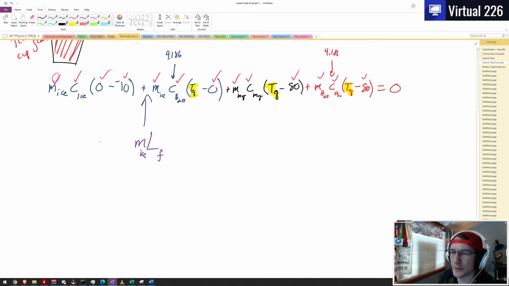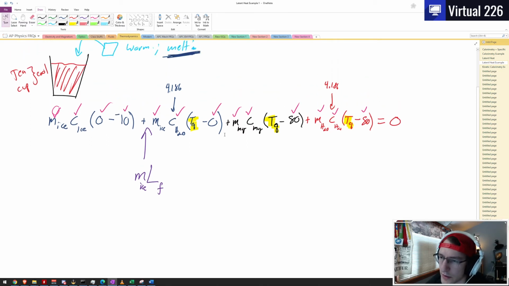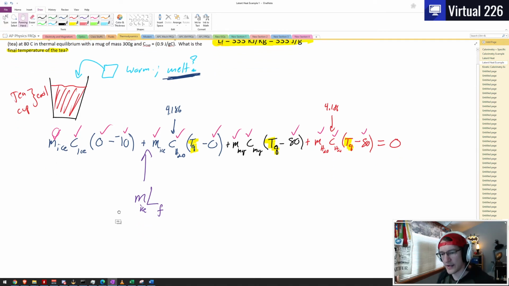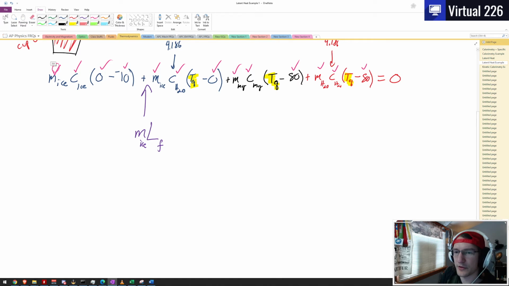This is the one thing about calorimetry problems, especially with latent heats. They become giant. There's 1, 2, 3, 4, 5 parts of this problem. So here we go. The mass of the ice is 10 grams. And I like to keep everything in terms of grams. So we've got 10 grams multiplied by the specific heat of ice.